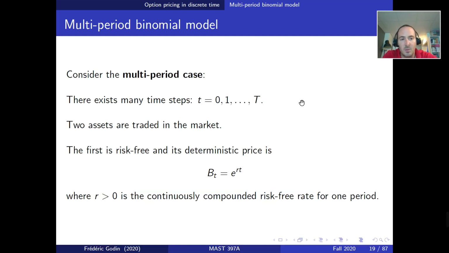And then once again, we're going to assume that we have two assets traded on the market. The first one is deterministic and grows at the risk-free rate. So B_t is assumed to be equal to exponential of rt. So this is an exponential growth at the risk-free rate r. So r, which is assumed to be greater than 0, is the continuously compounded risk-free rate for each period in the model.